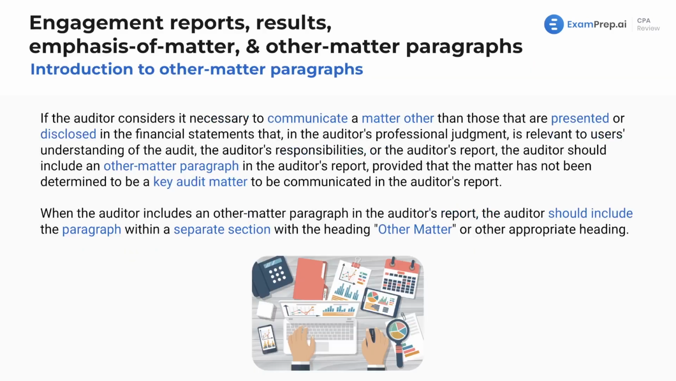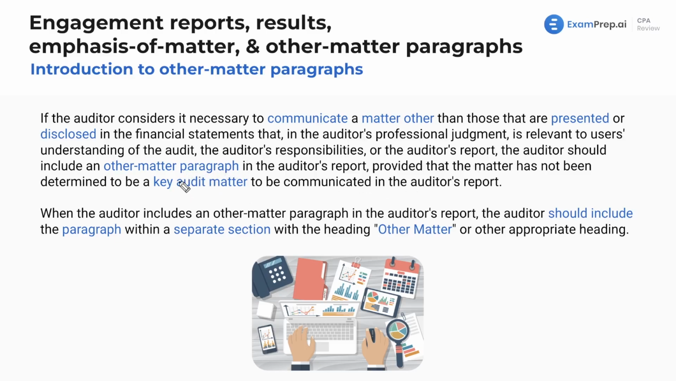Let's talk about these other matter paragraphs. We've been hitting at them. I know you are just itching to get going with them. Well, if the auditor considers it necessary to communicate a matter other than those that are presented or disclosed in the financial statements that in the auditor's judgment is relevant to the user's understanding of the audit, we should use this other matter paragraph, provided that the matter has not been determined to be a key audit matter to be communicated in the auditor's report.